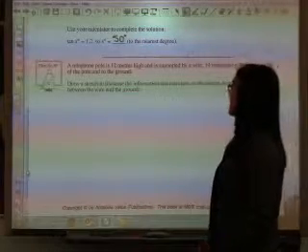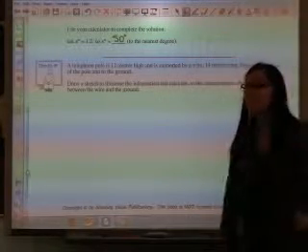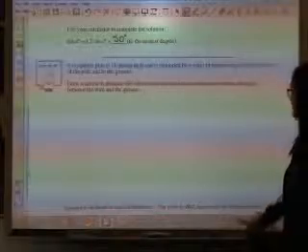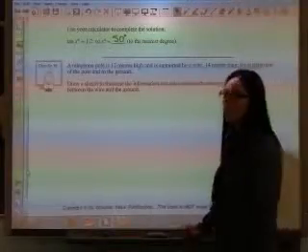So let's look at class example number 3. A telephone pole is 12 meters high and is supported by a wire that is 14 meters long that is fixed to the top of the pole and the ground. Draw a sketch to illustrate the information and calculate to the nearest degree the angle between the wire and the ground.